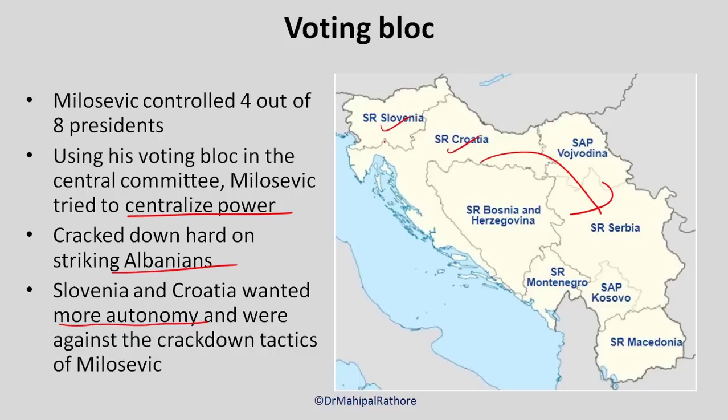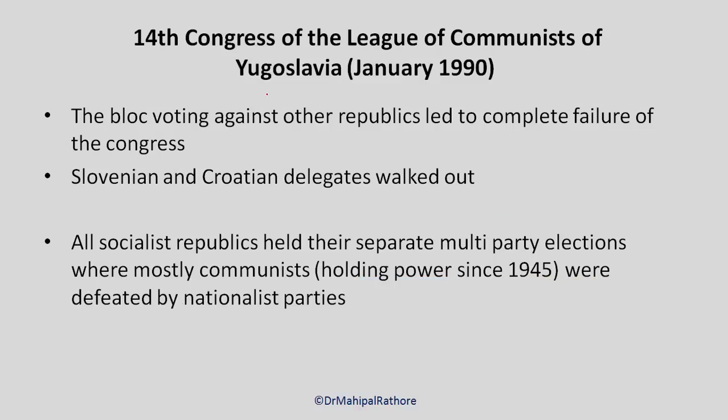They could get more money from the IMF, and they were also against the hard crackdown tactics of Milosevic. They said that Milosevic is starting to behave like a dictator and this is not good. What if tomorrow we are not happy with his decisions? Will he send the army against us as well? So all these reasons led to a Congress.